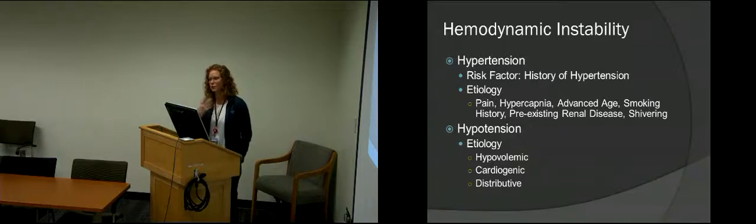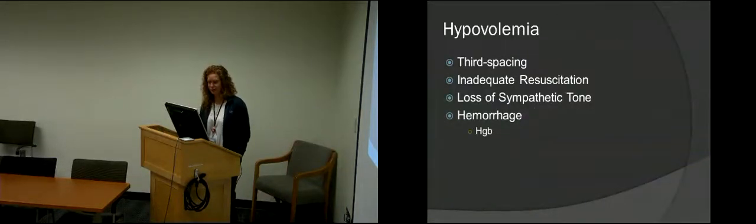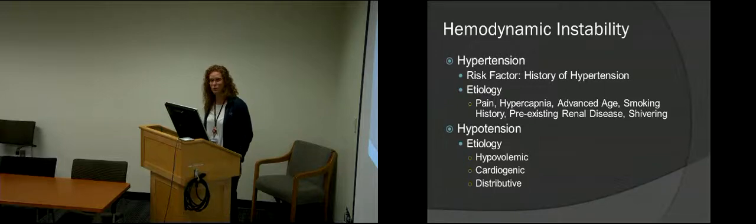But in addition to that, you have to think about something else going on, right? One of the biggest reasons patients have hypertension in the PACU is that they're in pain, right? It makes sense. They have a stress response and they're in pain. They're tachycardic and hypertensive. Patients who are hypercapnic, patients with advanced age, patients with smoking history, pre-existing renal disease, and patients shivering, right? As you can imagine, they're contracting their muscles, that blood pressure is squeezing like crazy, and you can't get a good accurate reading.